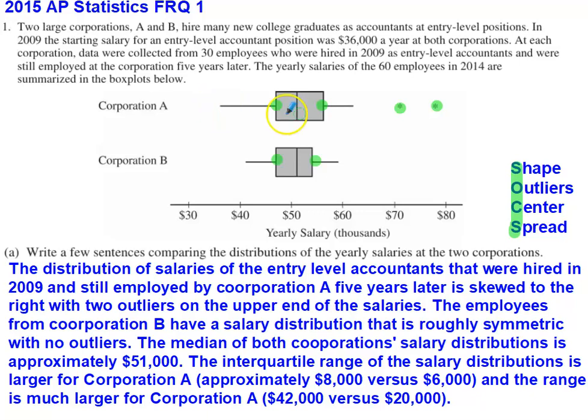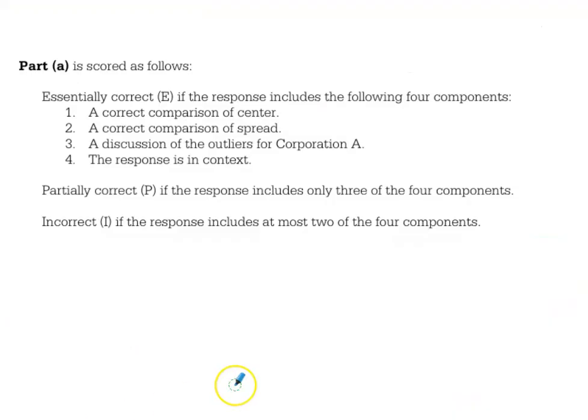The overall range from minimum to maximum is much larger for Corporation A, roughly 42,000 from here down to here, where it's only about 20,000 from here down to here for Corporation B. So as long as you commented on each of those things, and you did so within context, you should have been good. Here's what the scoring guidelines said you needed to do.